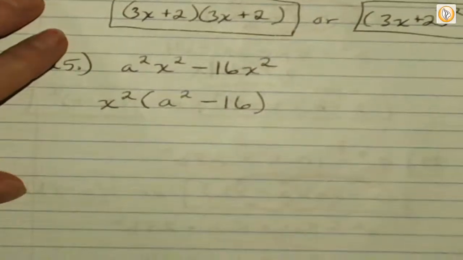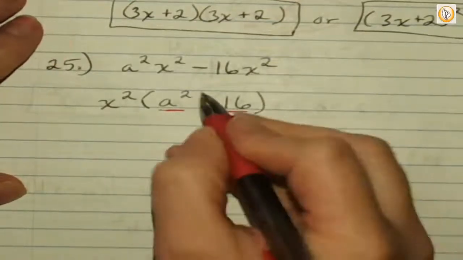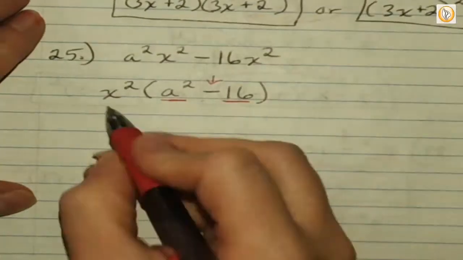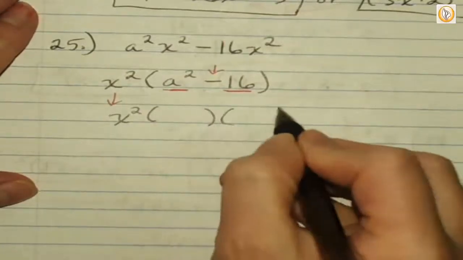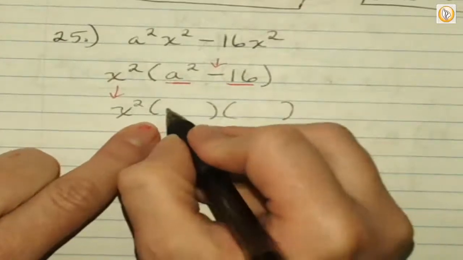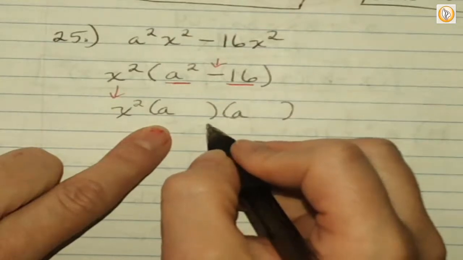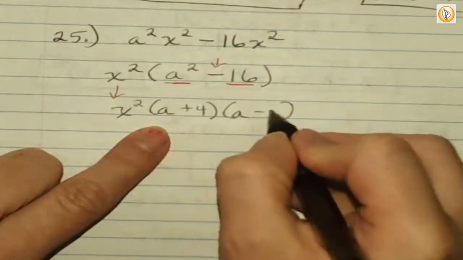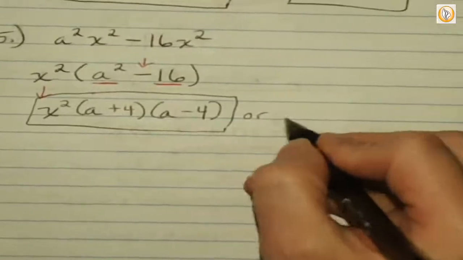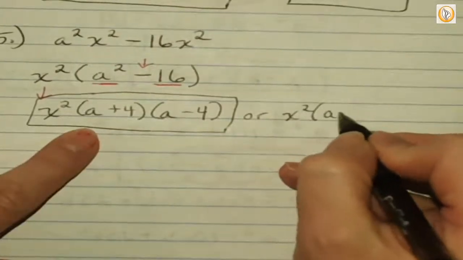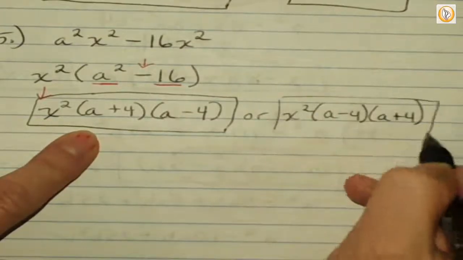Perfect. Now, is this a perfect square? Is this a perfect square? And I have a minus sign. So don't forget to bring down that x squared. I'm going to do my two parentheses, and you're going to tell me what to put in there. Plus 4 and minus 4. Perfect. And you could even do x squared times a minus 4 times a plus 4. Either one, same answer.